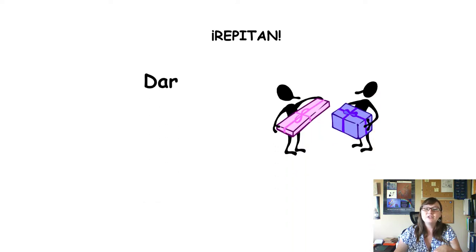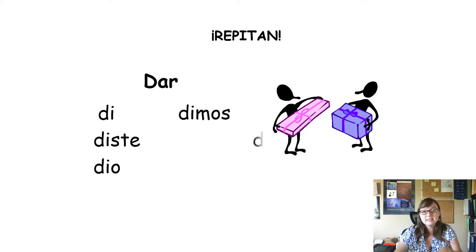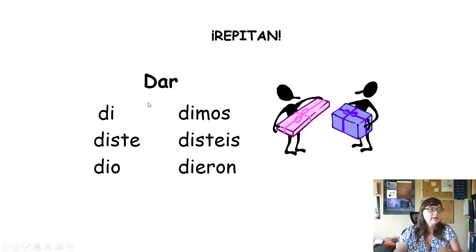All right, let's try another one. Repitan. Dar, to give, or in the past tense, gave. Yo di. Tú diste. Ella dio. Nosotros dimos. Vosotros disteis. Ellos dieron. Notice that even though this is an AR verb, it carries the IR, ER endings, which makes it irregular.